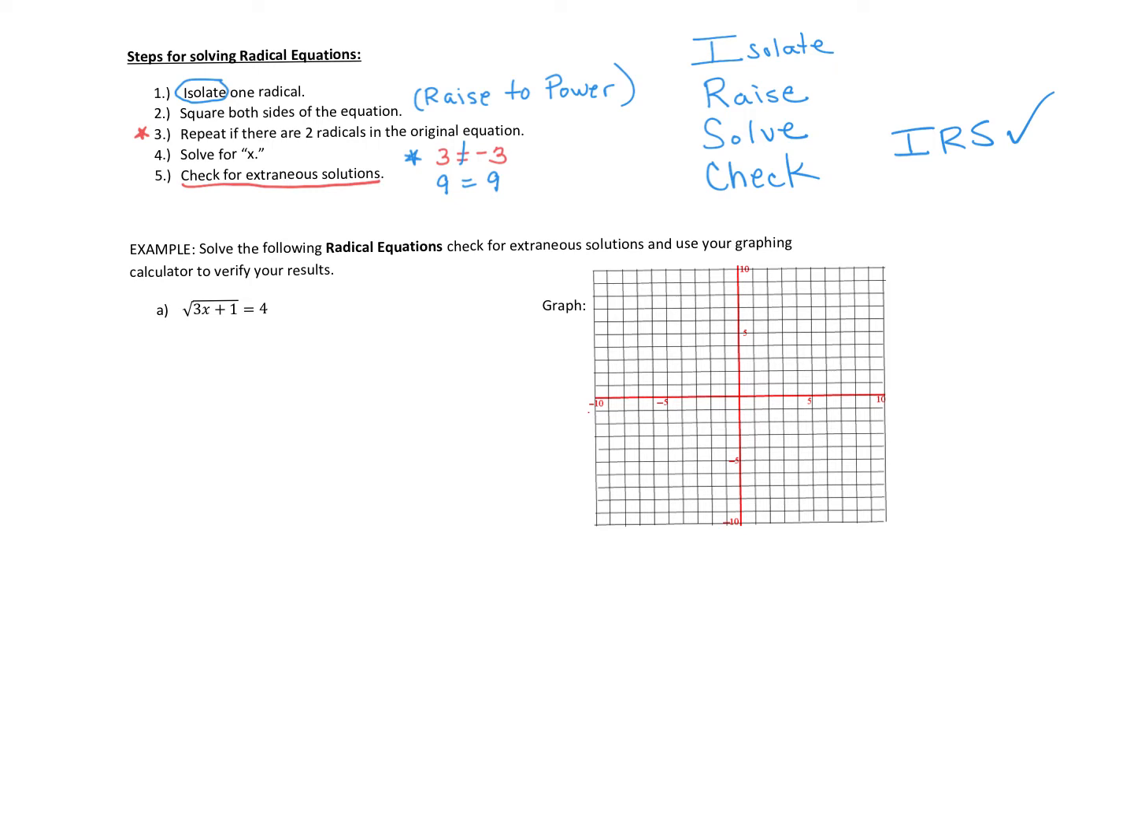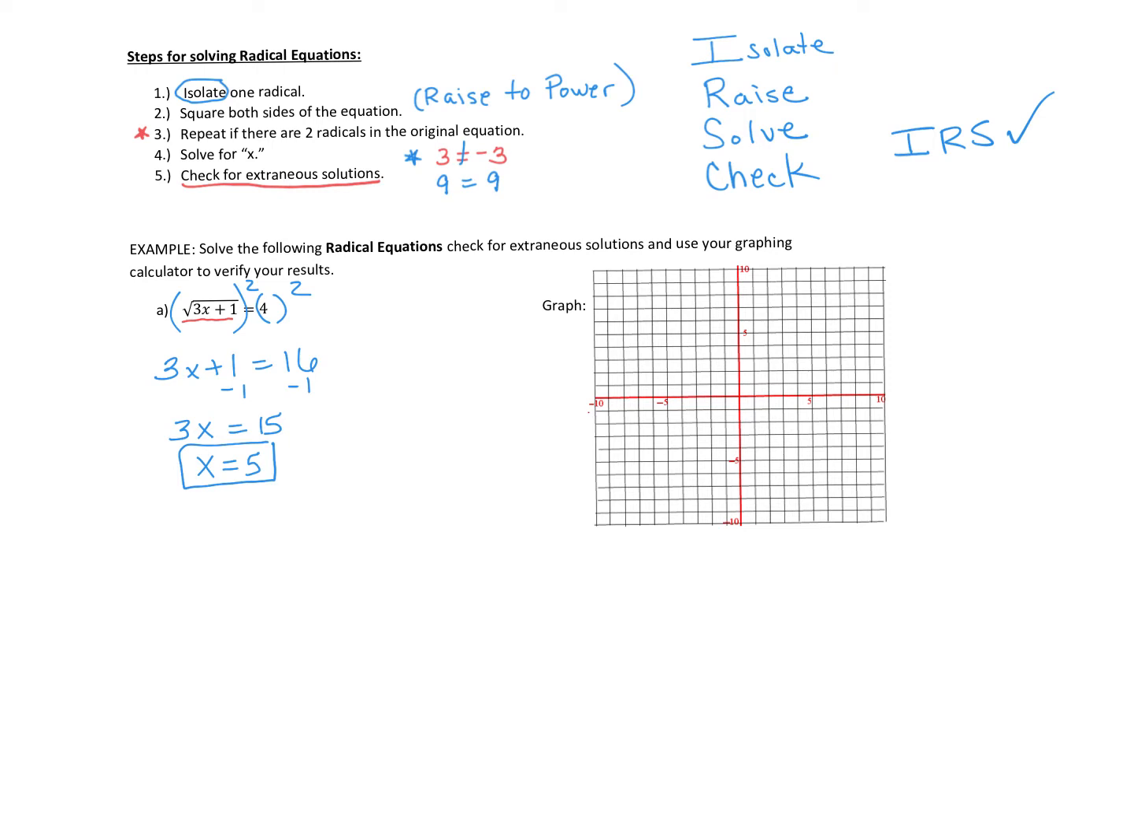So we're going to solve a couple of examples here, and we'll actually graph these as well. So for the first example, this is already isolated, so I'm going to start by squaring both sides. That's going to give me 3x plus 1 equals 16. Subtracting 1 gives me 3x equals 15, and dividing we get x equals 5. So we know that if x is 5, this is a true statement.